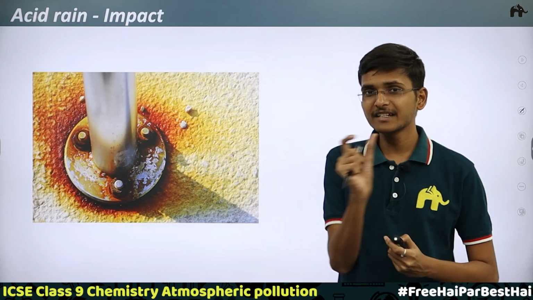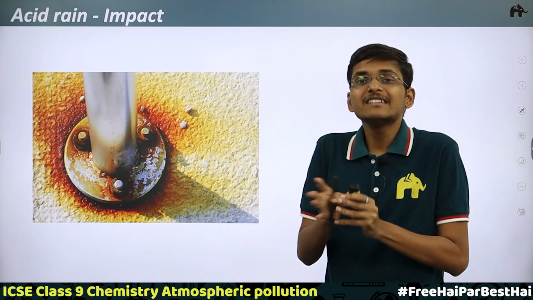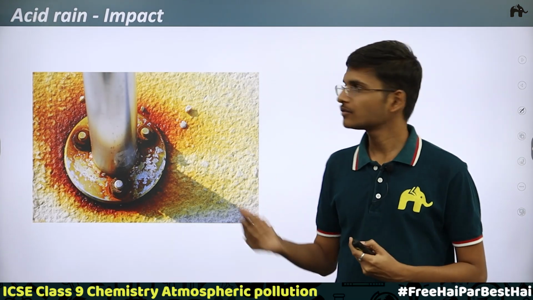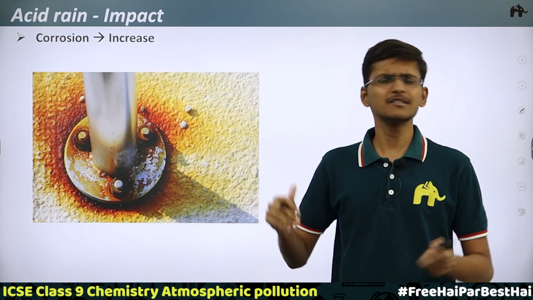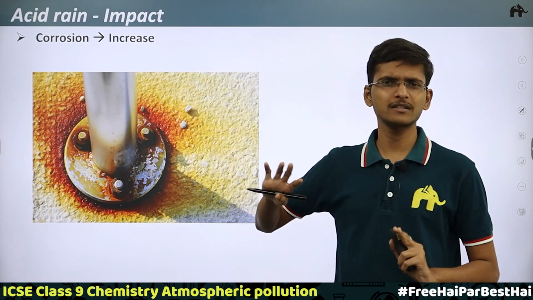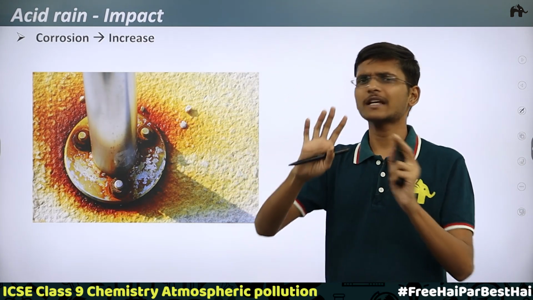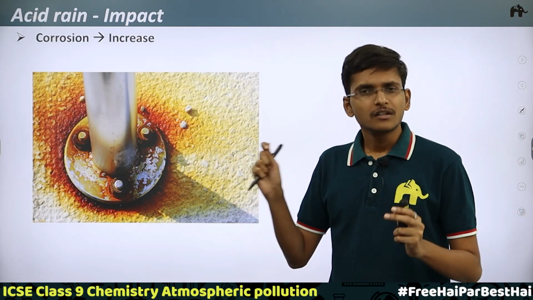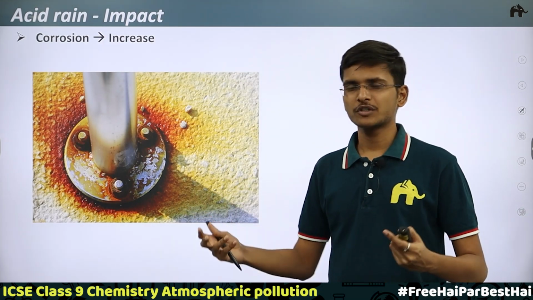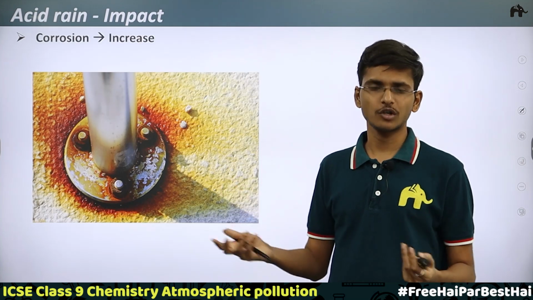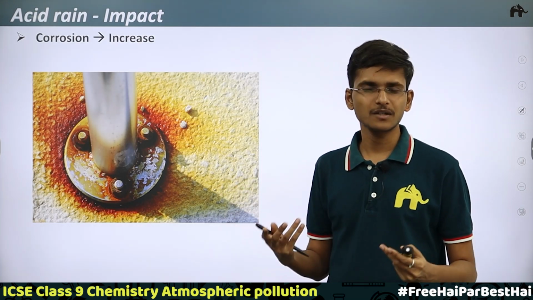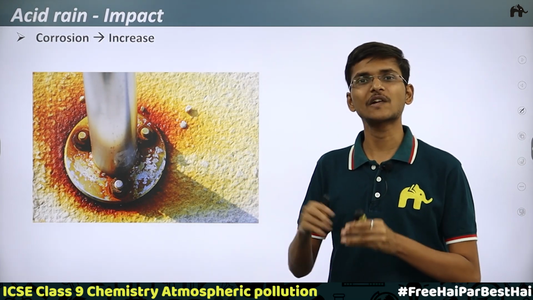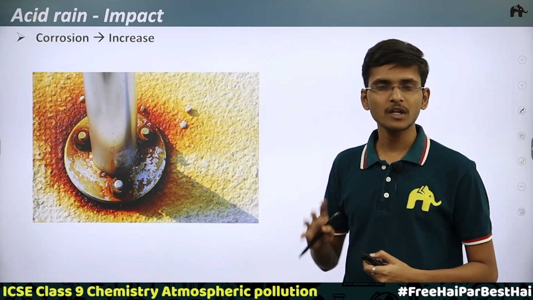Apart from this, acidic conditions increase the rust formation. So the metals are getting more and more corroded. So corrosion is increasing because of the acid rain. When this acid rain falls on iron gates or iron articles, we all know they are exposed to air and moisture, so oxygen and water vapor or water, so they rust. But along with the oxygen and water, if acid is also present, then the rusting increases. So the same happens here because of the acid rain.